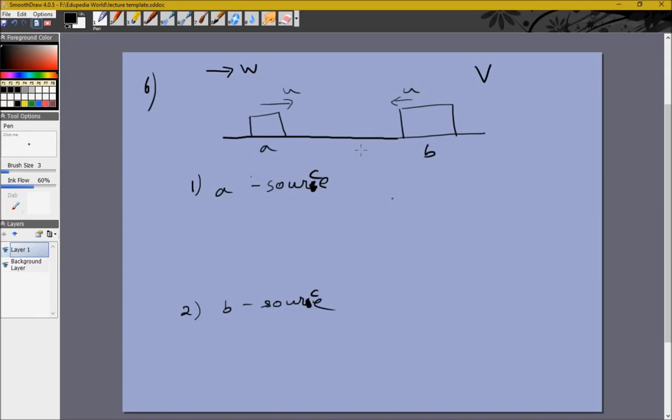If you are doing it in the ground frame, then if this is the speed of the wind, w, the speed of the sound just becomes v plus w. This is the source, this is the observer, sound is going in this direction. It would have gone with the speed v, but now it's going with the speed v plus w. So our standard equation will be f2 is equal to (v plus w plus u) by (v plus w minus u) times f1. This will be plus u because they are going towards each other, so the frequency will increase, and minus u for the source.